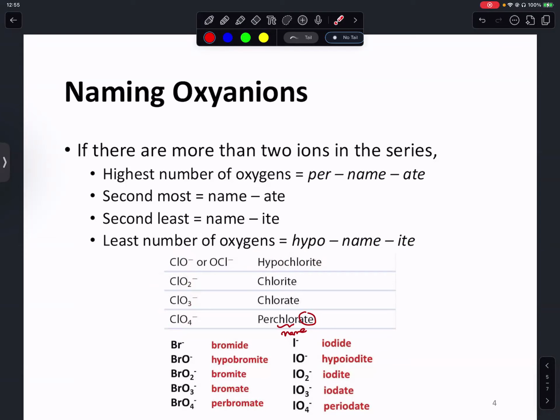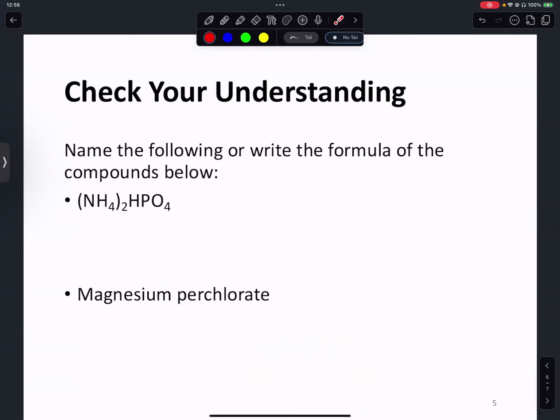Now, in this series, I used a chlorine oxyanion, or an oxyanion containing chlorine, right? But the chlorine can be interchangeable with bromine or iodine. So you will apply the same exact rules to these oxyanions. Now, let's move on and check our understanding and try to name with me, or alternatively, write the formula for these two examples. So starting with the first one right here.